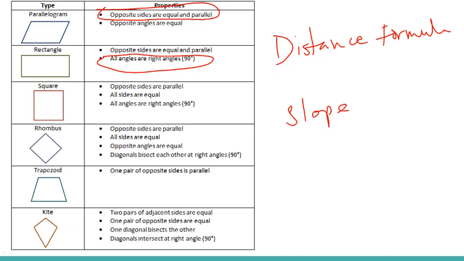So this is what we've been building to for the last couple lessons. We want to now apply the distance and slope formula to take a shape and say, okay, I can prove that the opposite sides are parallel, all sides are equal, all angles are right angles. This shape must be a square.